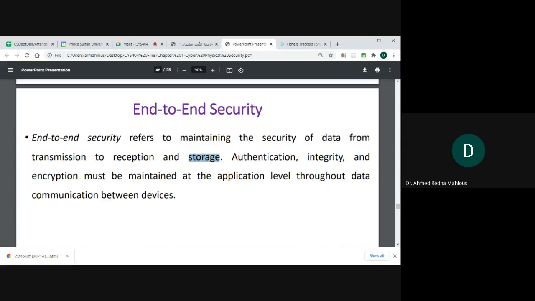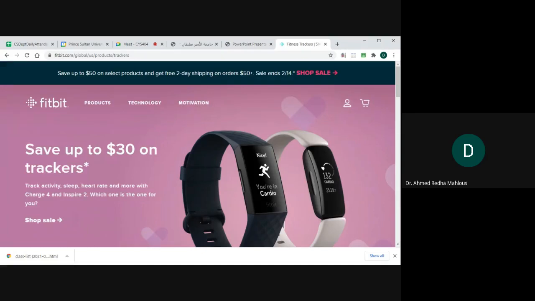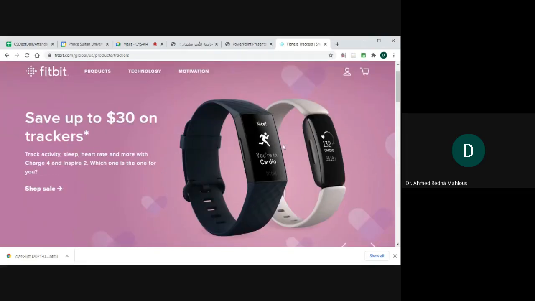Okay, so that means what we can do, we can have authentication, integrity, and encryption should be maintained, let's say, through the application at all level between the devices, in order just to secure the end-to-end data. For instance, this company, which is Fitbit, have you heard about it, Shabab? Yes. Okay, so for instance, they are providing this type of devices that track some activity for people. What you can do, for instance, they will store that data over a certain time period. That means the data might be stored in this device for a certain period of time. Then that data will be uploaded to the manufacturer server through the internet.